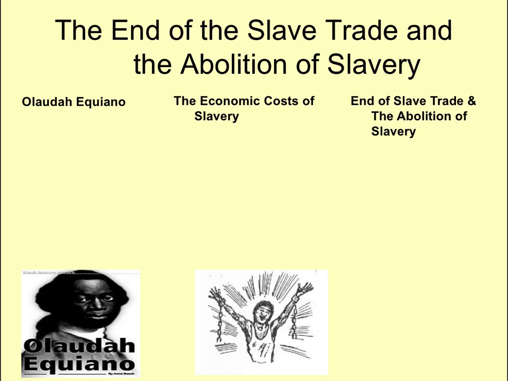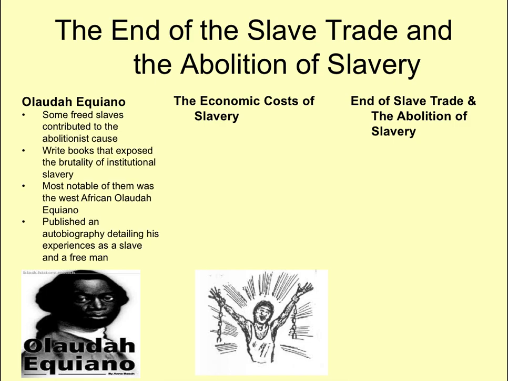Okay, so the last slide, the end of slave trade and the abolition of slavery. We have Olaudah Equiano, who was pretty much a freed slave and wrote about the freedom he had. Some freed slaves contributed to the abolition cause. They wrote books that exposed the brutality of institutional slavery. That's what he did also. Most notable of them was Olaudah Equiano, and he published an autobiography dealing with his experiences as a slave and as a free man. So he knew both sides of it.